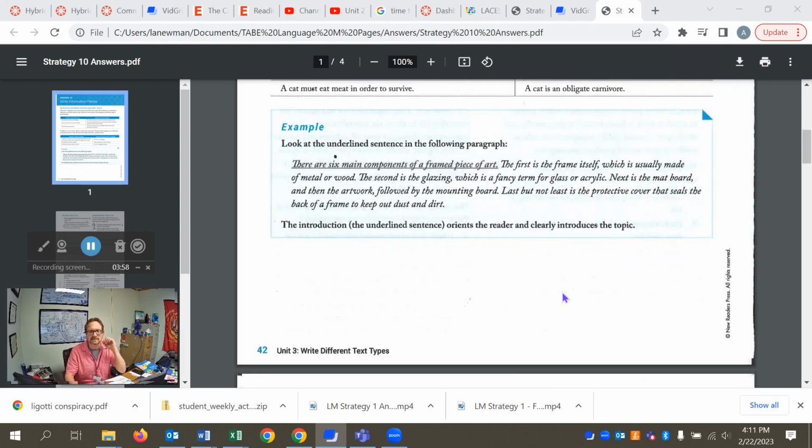All right, we'll look at the example here. There are 6 main components of a framed piece of art. Okay, good topic sentence. I would expect it's going to describe the 6 parts as the supporting details. The first is the frame itself. And I'm not going to read through all of these, but look, the first, the second, next, followed by, last. So they didn't number these parts. In a paragraph, that wouldn't necessarily be the best way to do it. But through their relationship words like first, second, next, finally, last, they oriented these steps. They provided the language to lead us through them without necessarily numbering them.